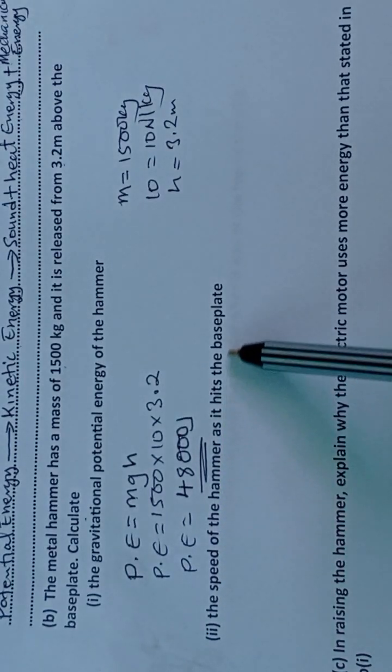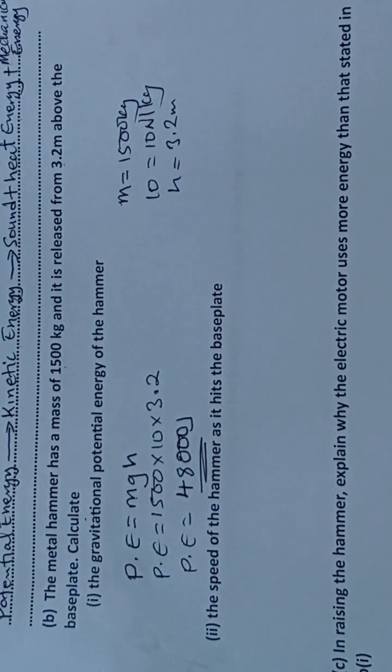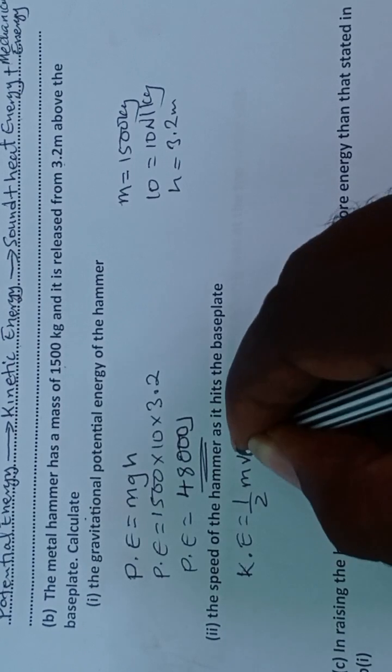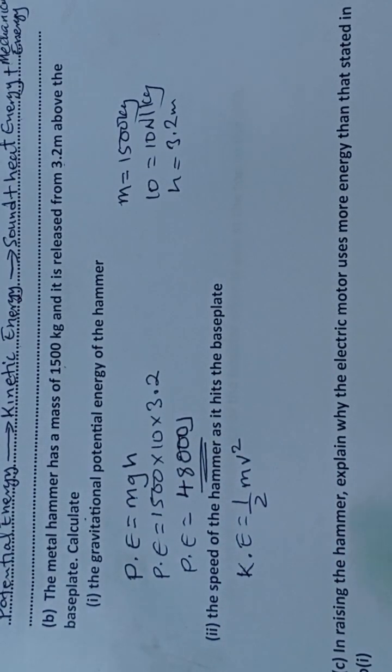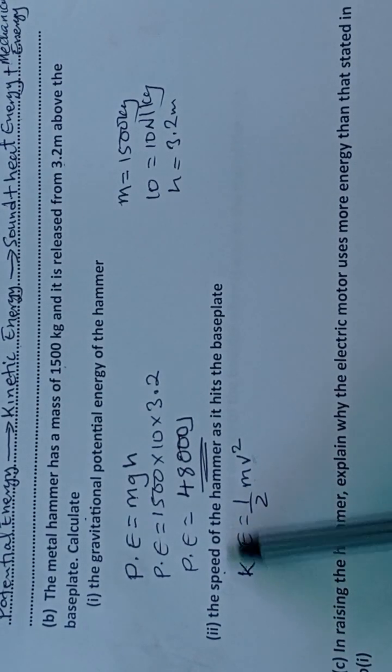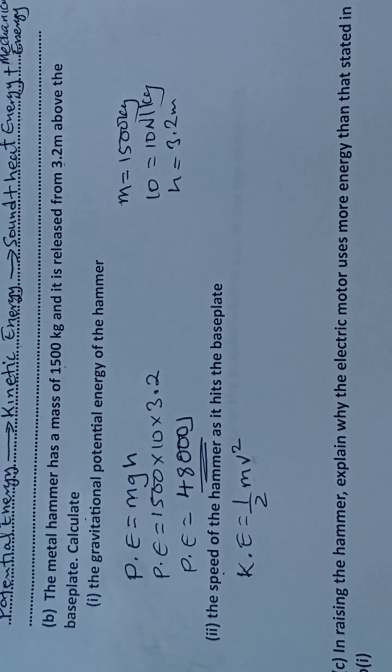The speed of the hammer as it hits the base plate. So how do we calculate the speed? Here we are going to use the formula of kinetic energy. Kinetic energy is 1/2 mass times velocity squared. We want speed, which is velocity. Mass we have. Do we have kinetic energy? Remember energy conservation. I hope you watched the previous video.